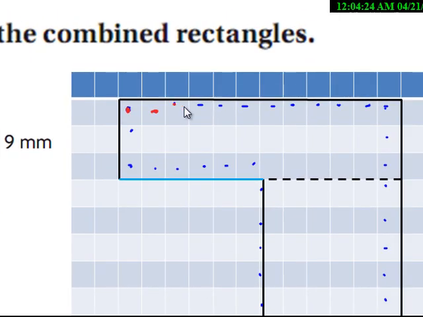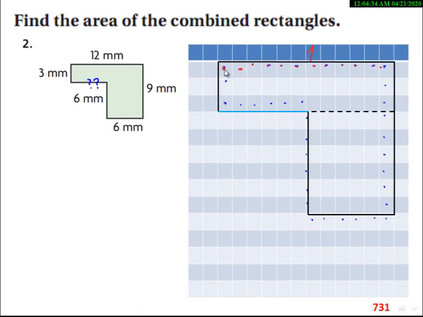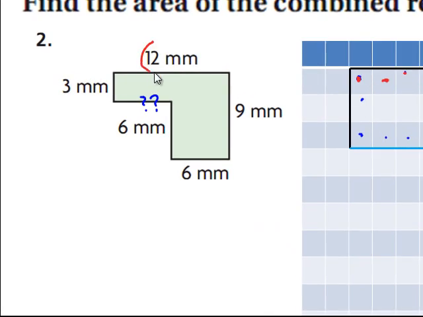1, 2, 3, 4, 5, 6, 7, 8, 9, 10, 11, 12. Here, 12 or 11? Again, 1, 2, 3, 4, 5, 6, 7, 8, 9, 10, 11, 12. Yes, it's 12. 12 millimeters. Great. And this one is 3 millimeters.